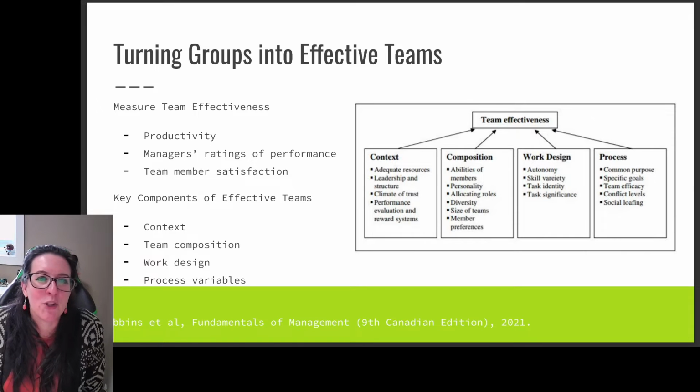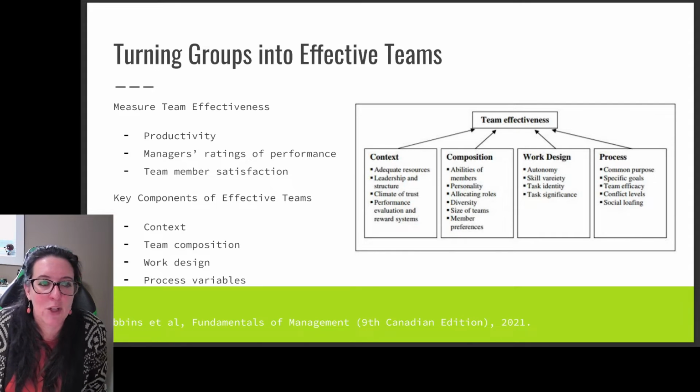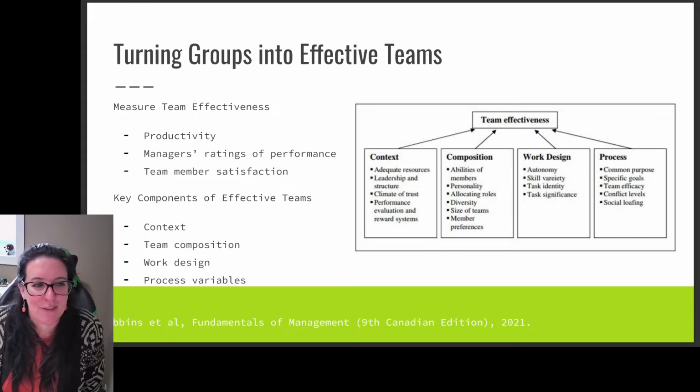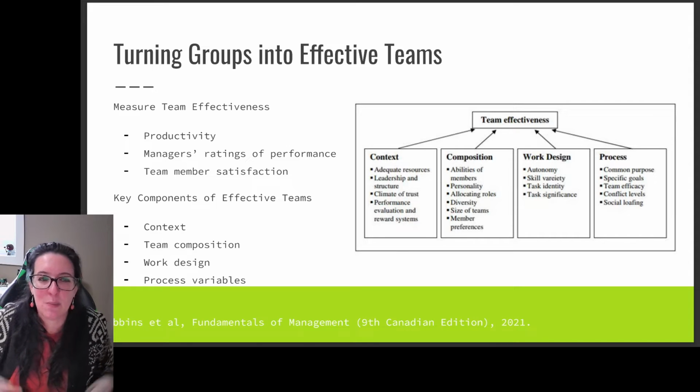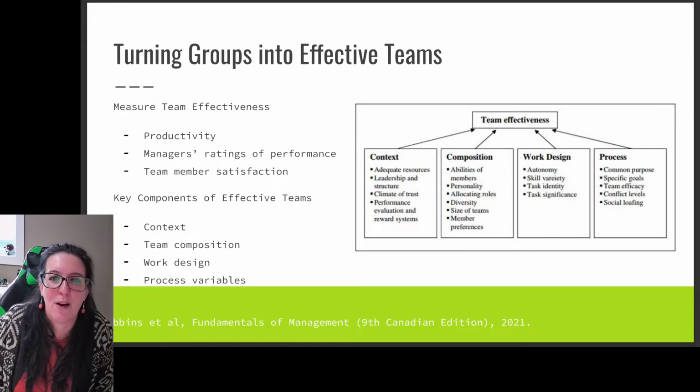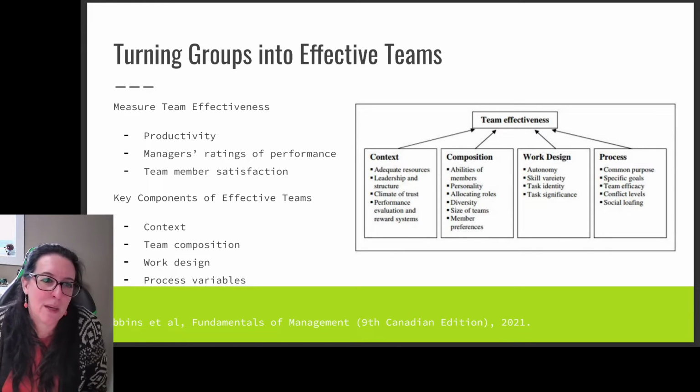The other way we can measure team effectiveness is by having the team members themselves rate the satisfaction in terms of ability to work with the team and whether they felt the team was efficient and effective. How much effort did it take for the team to reach a consensus, to solve the problem, to come up with ideas? Was it a good use of time? So we can measure team effectiveness based on output, based on management's view in terms of the performance of the team, or the team's satisfaction with their performance themselves.